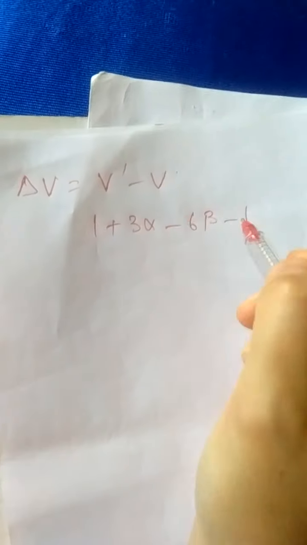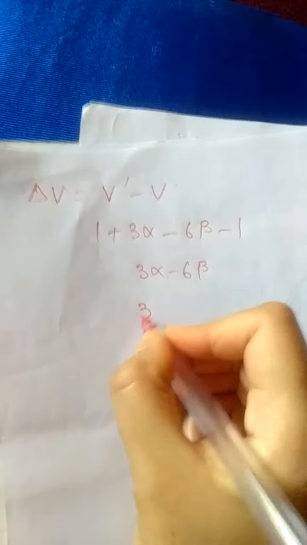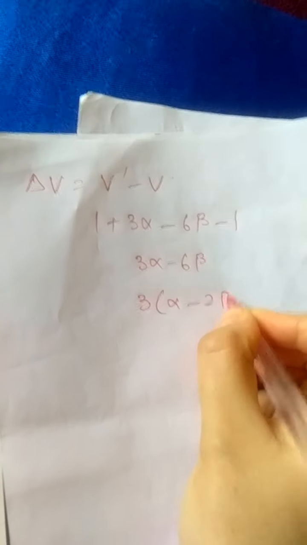And what is the original volume? We know that is 1 because we have chosen a cube of unit dimension. So this 1 and 1 will go. We are left with 3 alpha minus 6 beta only. So this 3 will be taken as common. This is alpha minus 2 beta.